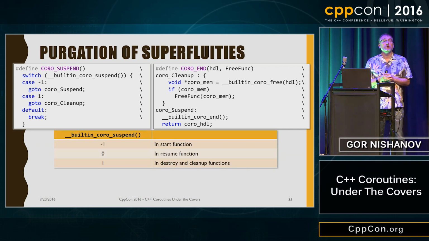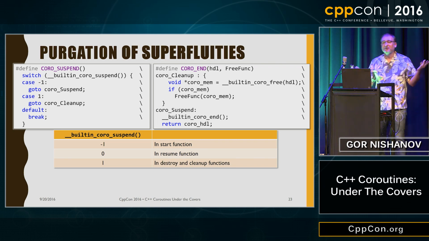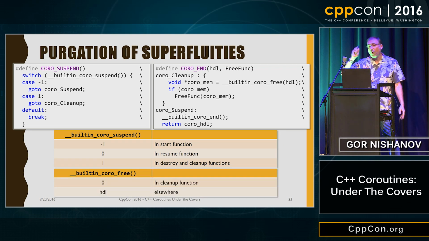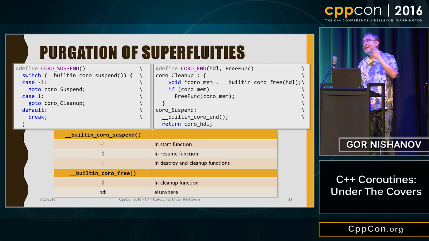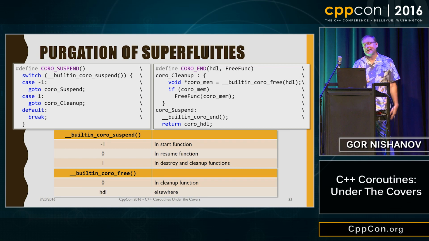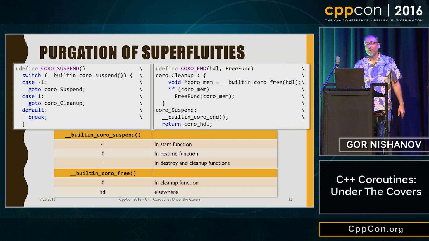So what we do is simply expand Coroutine into a constant. In a start function, it will expand to -1, in the resume function to 0, and to 1 in the destroy and cleanup functions. And Coroutine will be nothing in the cleanup function, because cleanup is used when we decide that we don't need heap allocation. So we just need to run destructors and not run any memory deallocation routines. For those cases where we do have to do memory allocation, we expand it to exactly the handle which was given to us.